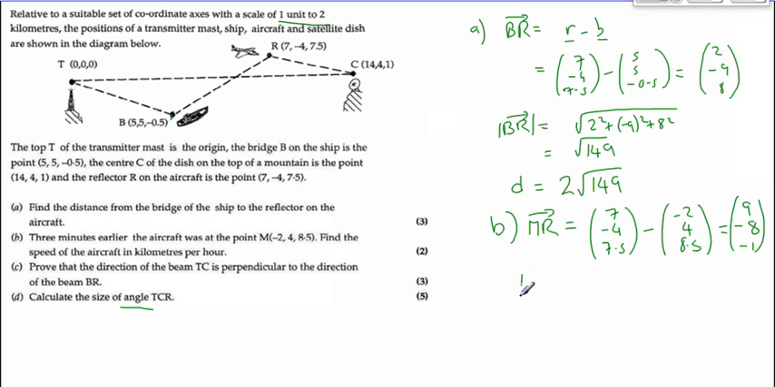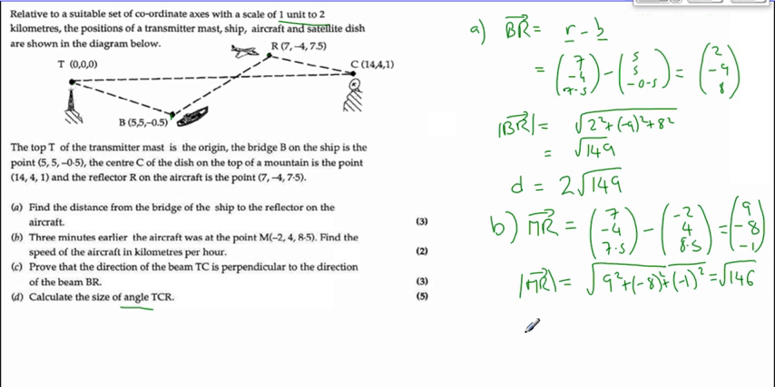Okay, the magnitude then of MR is equal to the square root of 9 squared plus minus 8 squared plus minus 1 squared, which gives you root 146.